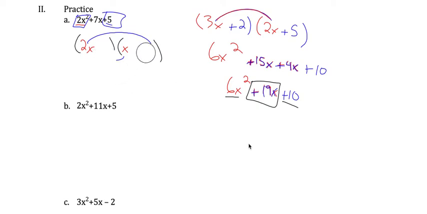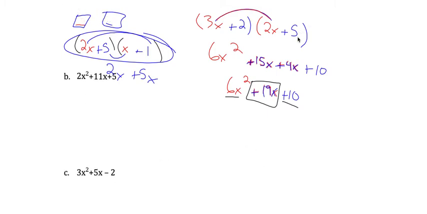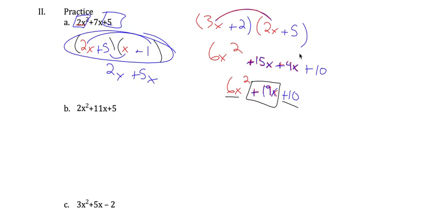So I'm going to switch the order of the 5 and the 1. Then I'm going to check again. 2x and 1 multiply to 2x. 5x and x multiplied to 5x, those would add to 7x. So 2x plus 5 times x plus 1 is our final answer. That's really what guess and check looks like. You are just guessing things that make the first number, guessing things that make the second, and then trying to make sure it works out to make the next one.